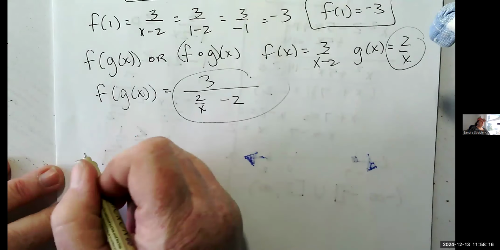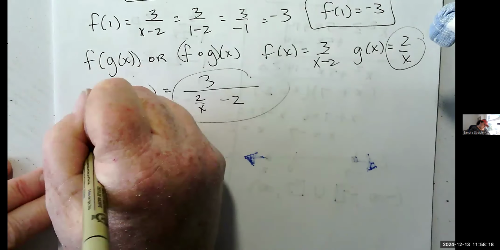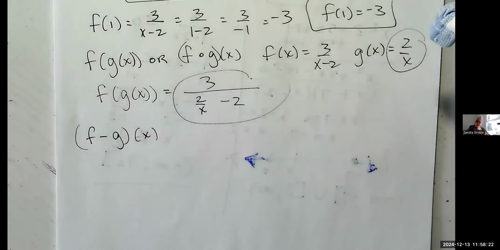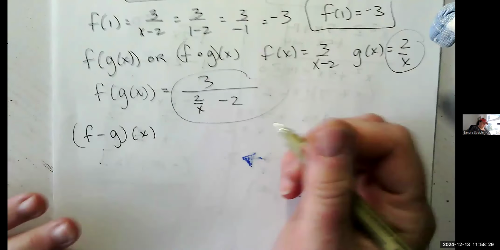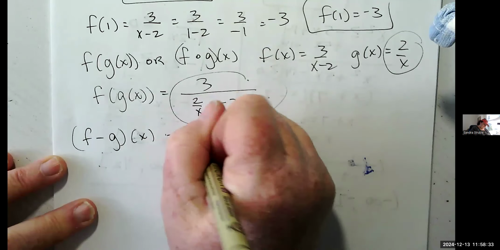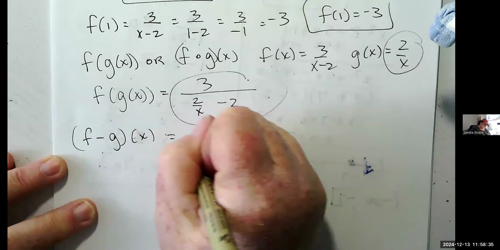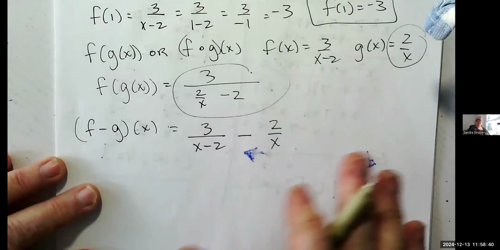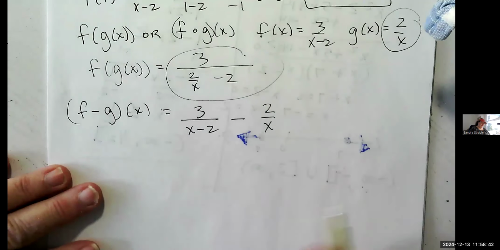All right. Next one is f minus g of x. You need to be able to do all of them. F plus g of x, f times g of x, f divided by g of x, all of them. All right. So we're taking the f function and subtracting the g function. This one I do want you to finish. I do want you to simplify this.